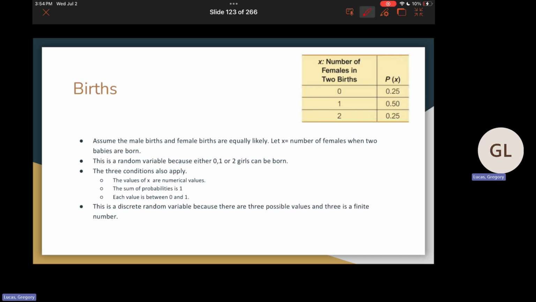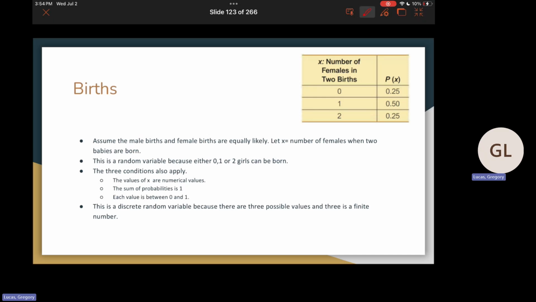And we can check those easily with the multiplication rule. 0 females, there's a 50% chance, twice, 50% times 50%, or 0.5 times 0.5 is 0.25. Chance of 1 is just 50%, right down the middle. And the same thing with 2, 50% times 50%.